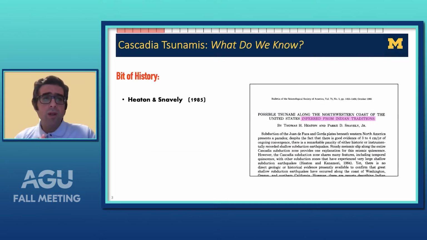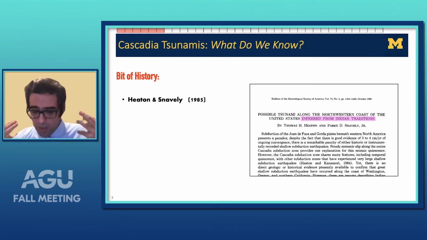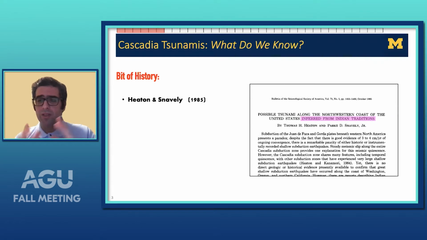Now, moving on to Cascadia, from the advent of plate tectonics, we have had this notion of a huge subduction zone on the US West Coast. But it was not like any other subduction zone because it was not making any big earthquake in its history. And it was a big enigma until Tom Heaton and Park Snavely in 1985 published this paper in BSSA, and they argued that they'd inferred from Indian traditions the existence of these events in the past.